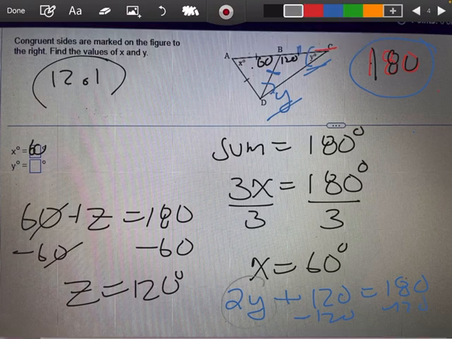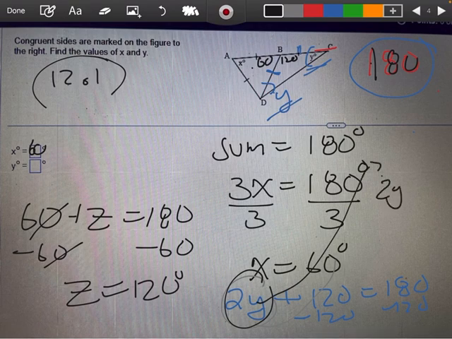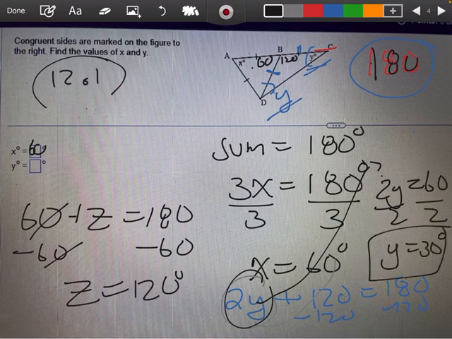Kind of running out of room here, y'all, so I'm going to bring this guy up here. So that's going to give me 2y equals 60 degrees. So divide both sides by 2, y'all. Y should be equal to 30 degrees.